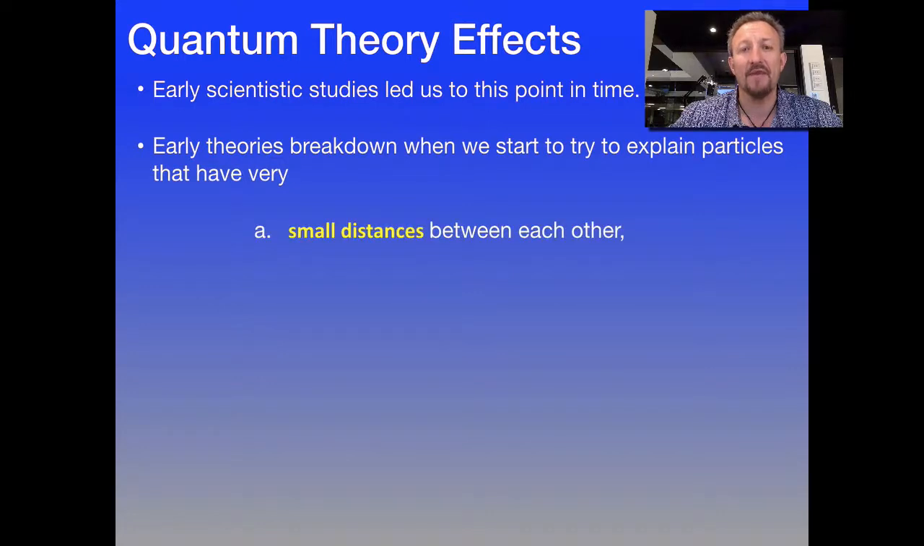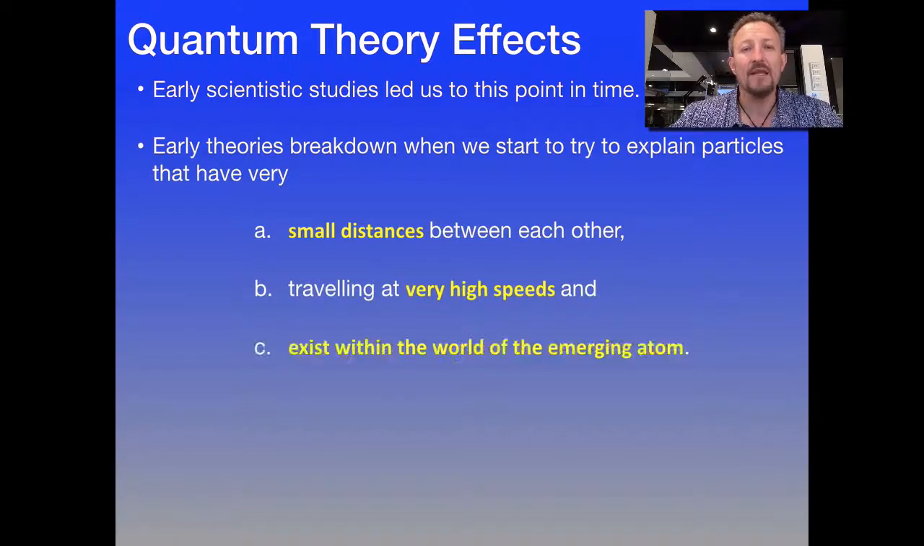Particles that have very small distances between them, are traveling incredibly fast, or exist within the world of the atom. Now we do have Newtonian theories that allow us to explain large body motion, and things like cars and people, and even up to the effect of molecules. But there are theories that don't explain what happens within the quantum realm or within the atom, because they do not obey those laws of Newtonian physics.